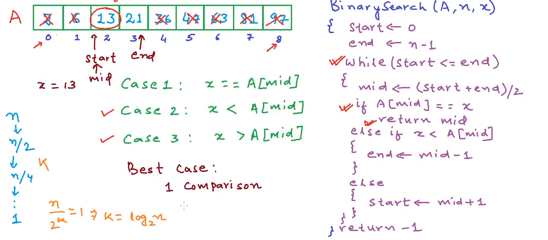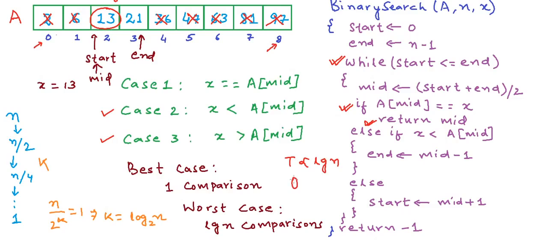So in the worst case, binary search will take log n comparisons, and so the time taken also in the worst case is proportional to log n, or in other words, it is big O of log n in terms of time complexity. And big O of log n is a lot more efficient than O of n algorithm. So this was binary search. We will take more problems on binary search in the coming lessons.